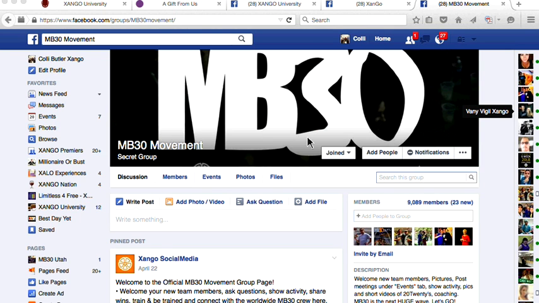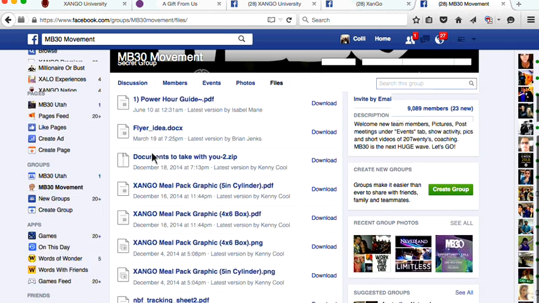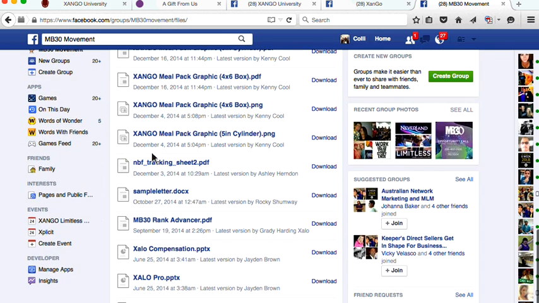The MB30 movement, the group, so facebook.com/groups/MB30 movement, or just look it up. It's a secret group, so if you're not already a member, just ask to be a member and they'll accept you immediately, so don't worry about that. But the thing about groups is there's files. So if you click on files, you'll see a lot of these files that have been added by different people focusing on the meal pack and the different types of things.